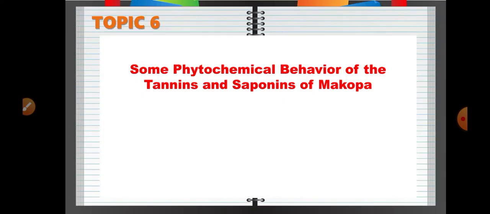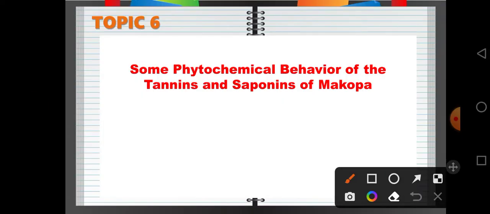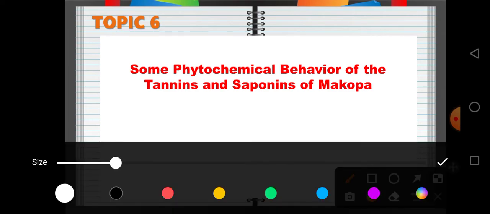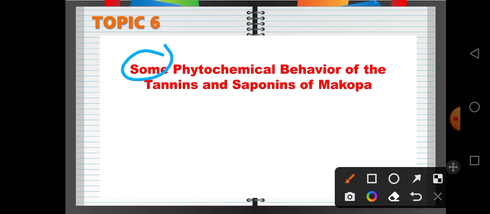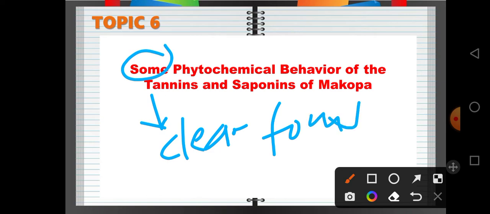Last, we have the last guideline. We have some physical phytochemical behavior of tannins and saponins of Macopa. So, class, note here the term some. That's our key term, some. With this indicator, class, can we say that the topic has a clear focus? Is it definite? Obviously, class, the answer is no.